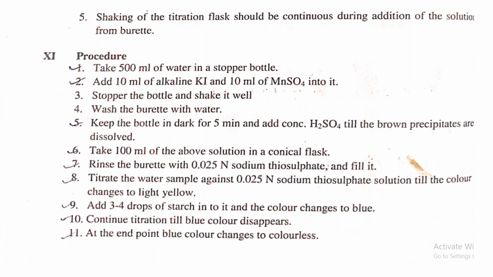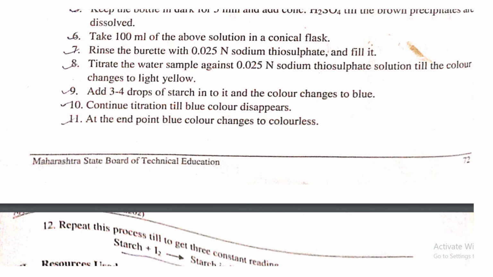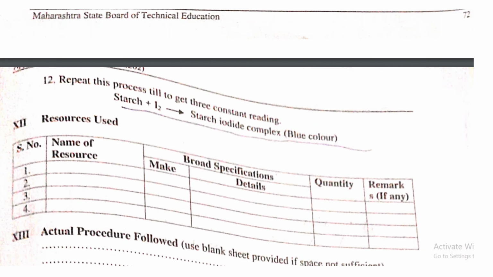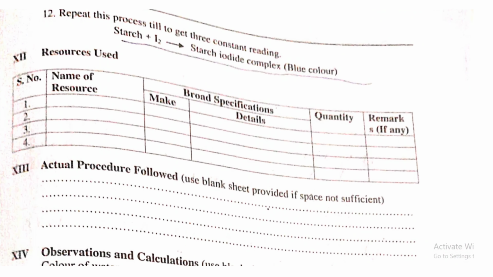The color changes to blue. Continue the titration till the blue color disappears. This is the end point of titration, when the blue color disappears. Repeat this process till you get 3 constant readings. The starch, when it reacts with iodine, forms a starch iodide complex, which is blue in color.